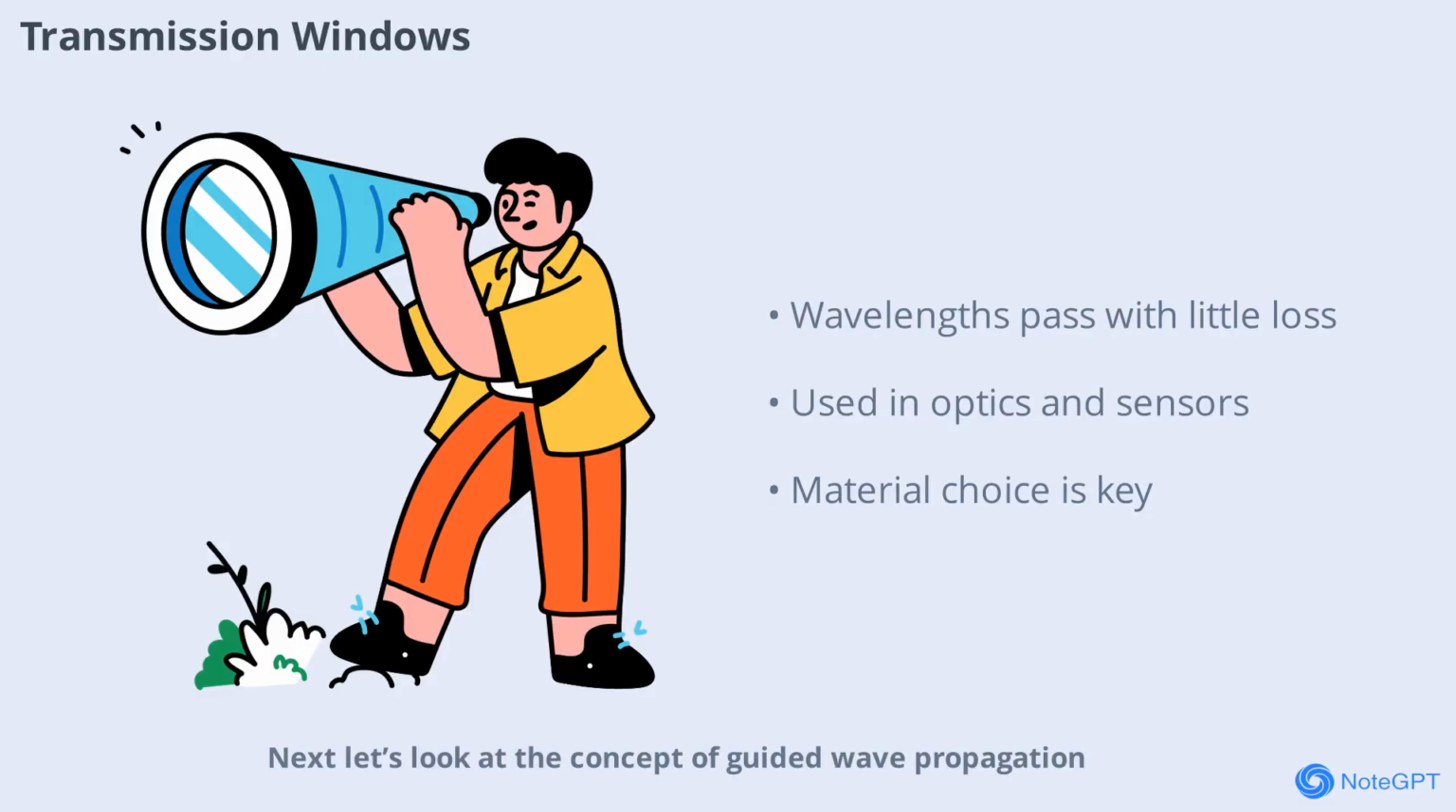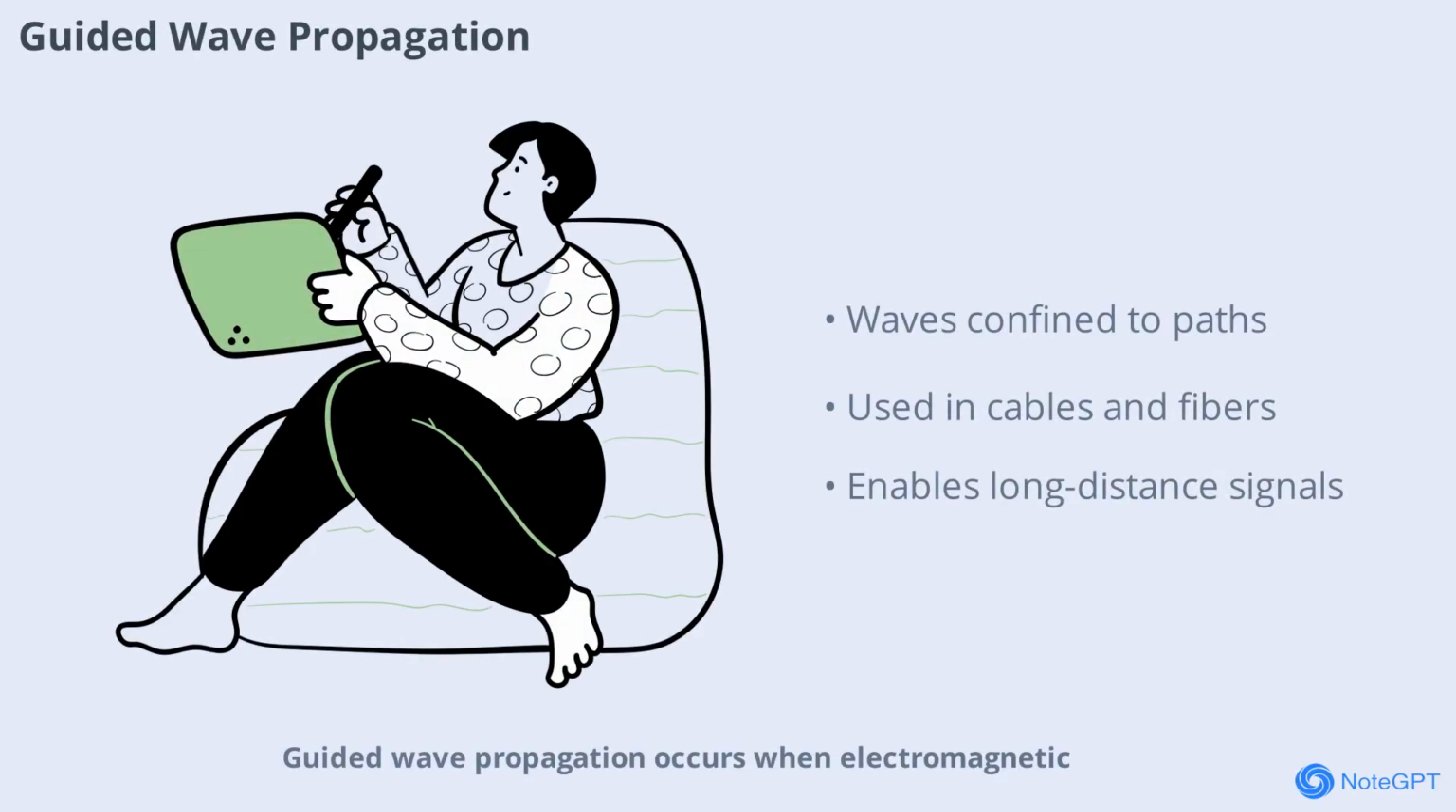Next, let's look at the concept of guided wave propagation. Guided wave propagation occurs when electromagnetic waves are confined to a specific path, such as in cables or optical fibers. This allows signals to travel long distances with minimal loss and interference. Guided waves are essential for high-speed internet, cable television, and secure communications. The design of the guide, its shape, size, and material affects how well it transmits signals.